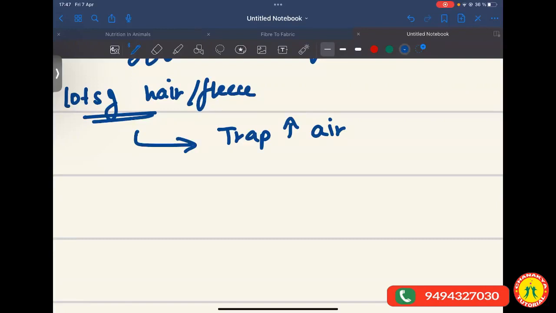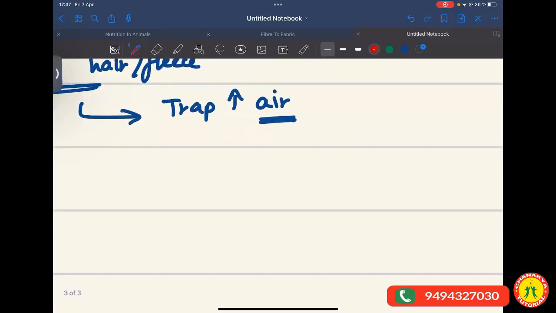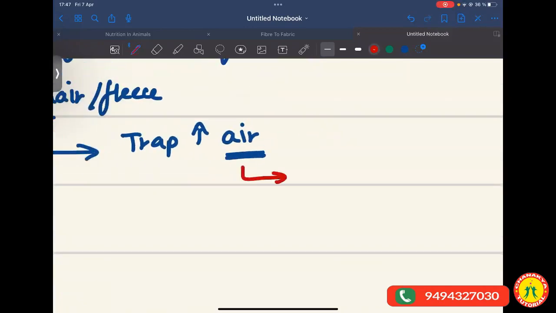Have you guys heard the term good conductor, bad conductor? Yes, ma'am. What is it? So air is a good conductor or bad conductor? It's a bad conductor. Bad conductor of heat.